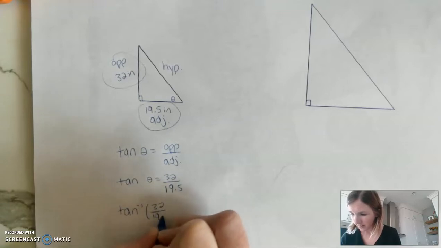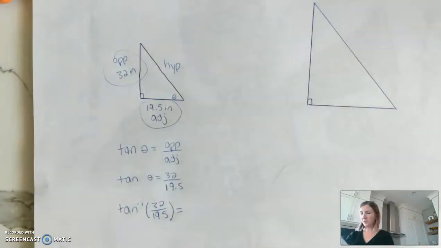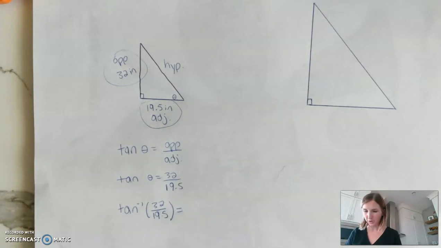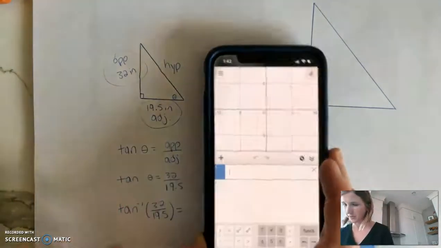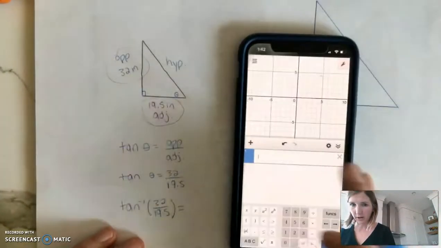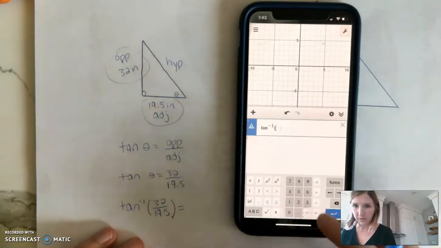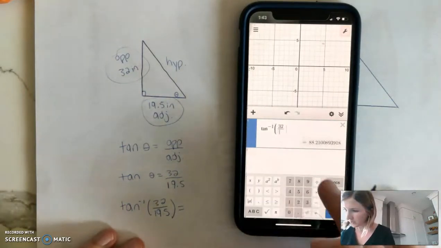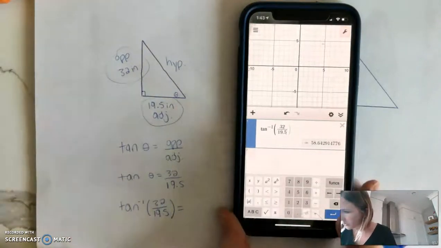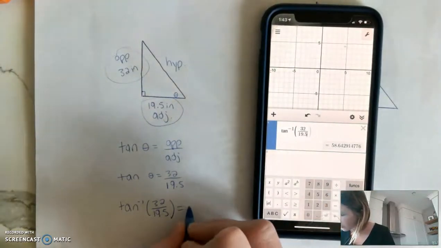So I'm going to use my Desmos app to figure this out. Whether you're using it on the computer or on the app, make sure it's set to degrees. You click the wrench up here and change it from radians to degrees. Once I click that, I'm going to hit functions, and I'm going to use the inverse with the negative exponent. So tangent inverse of 32 divided by 19.5. I'm going to round it to 3 decimal places just to make our answer closer.